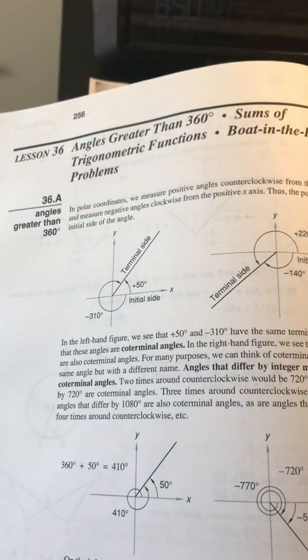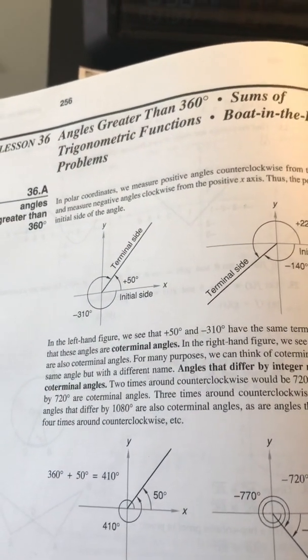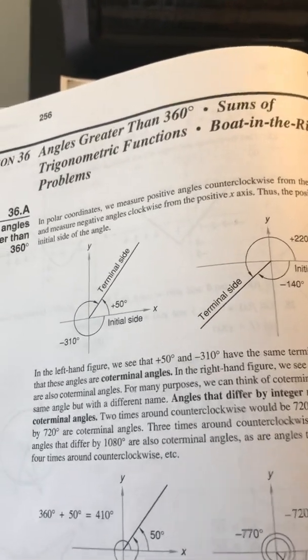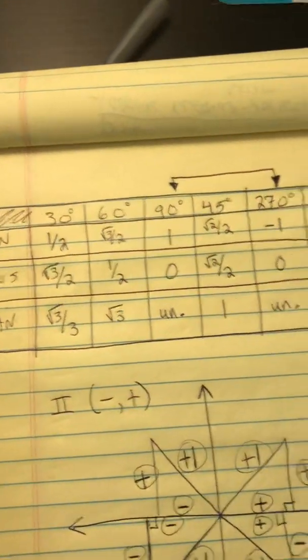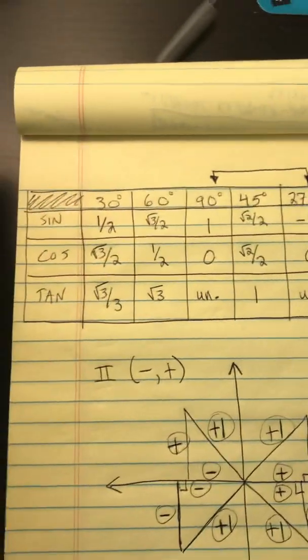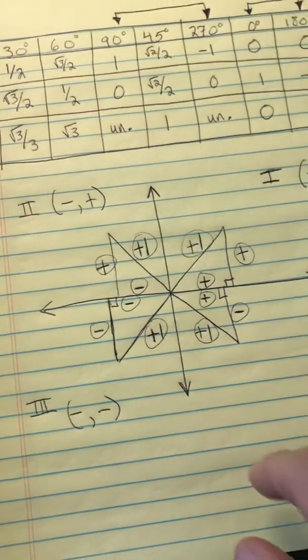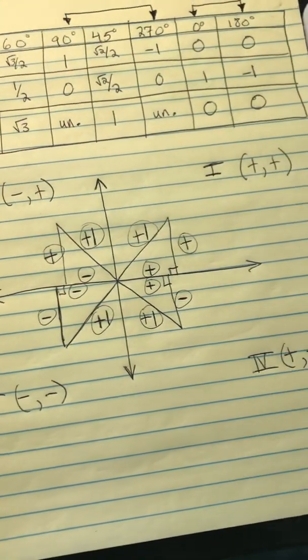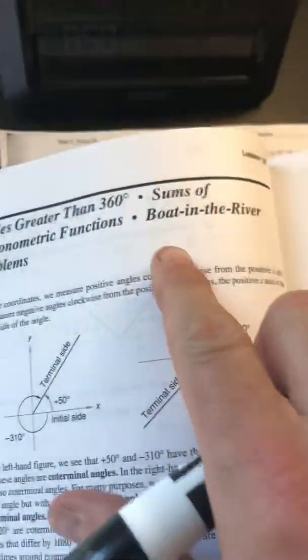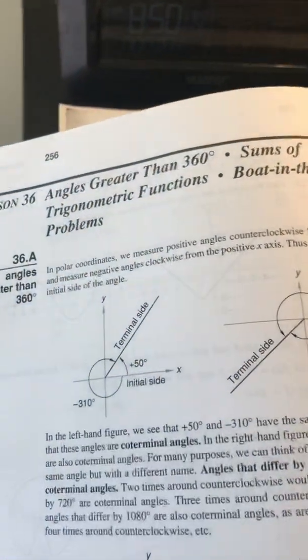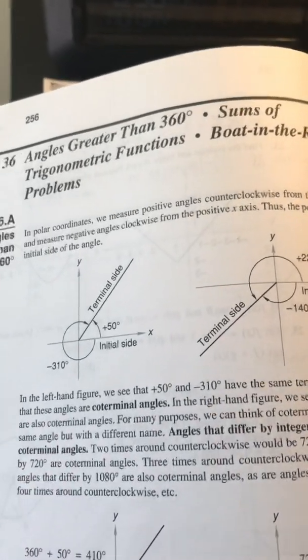Geometry, lesson set 36, angles greater than 360, sums of trig functions, which should be easy because it's just this chart, which we have memorized. But you do have to remember what quadrant you're in and therefore what your sign's going to be. And then finally, bow in the river problems, but I'm going to do that in a second video because those are very difficult.